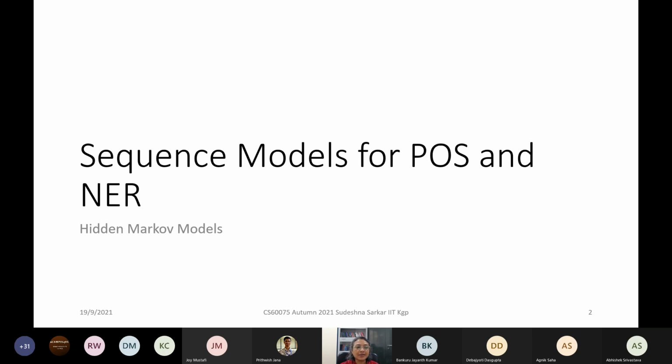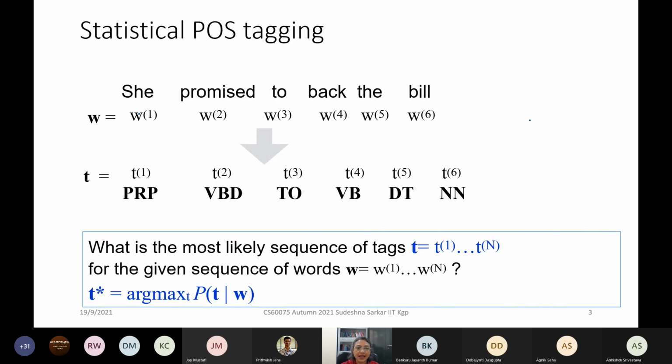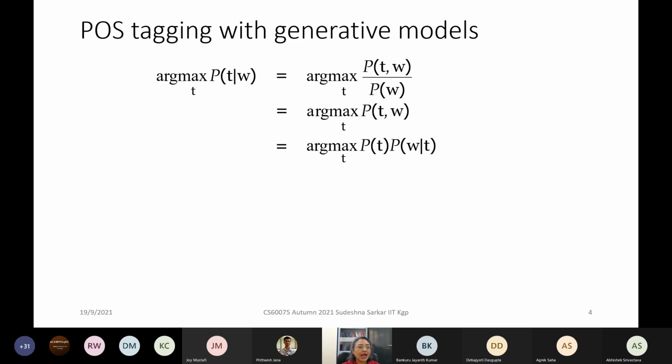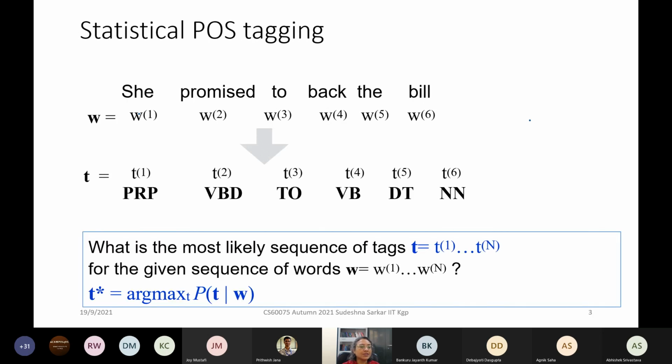So we are now going to look at methods for part of speech tagging or any sequence tagging and some of the sequence models. And we will start with hidden Markov model, which we introduced a bit in yesterday's class. So just to recap, this is the problem where we are given a sequence of words and then we have to identify the part of speech sequence which is most likely.